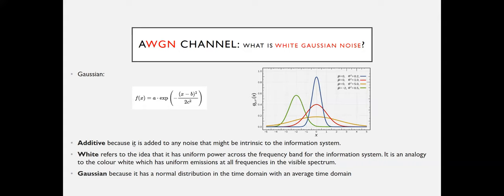Additive means that it is added to any noise that might be intrinsic to the information, which means the information has some kind of noise, and that's why additive is implemented over all of that information. White refers to the idea that it has uniform power across the frequency band for the information system. It is an analogy to the color white, which is uniform emission at all frequencies in the visible spectrum. And Gaussian, because it has a normal distribution in the time domain. So firstly, we will be using the AWGN channel, and then later on, we will be using the Rayleigh channel.